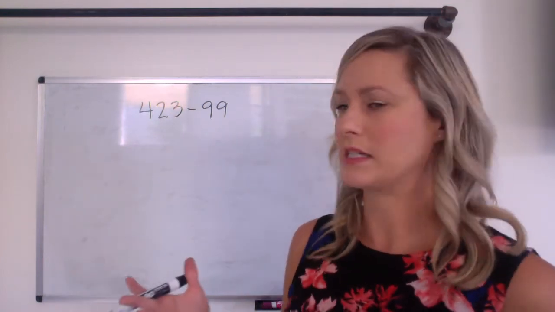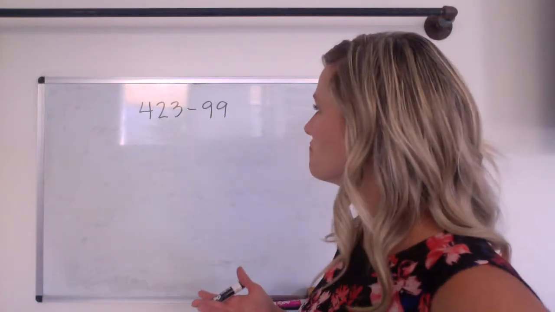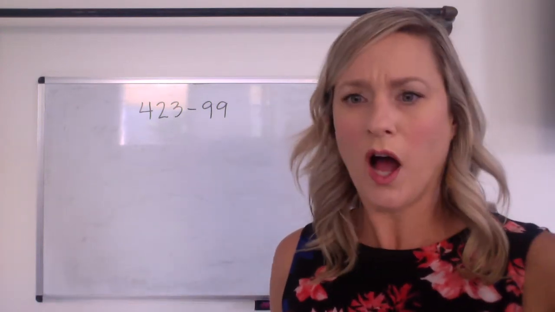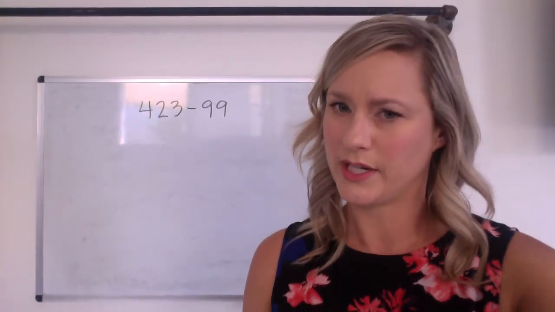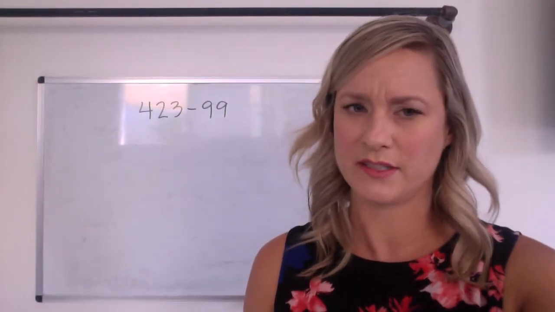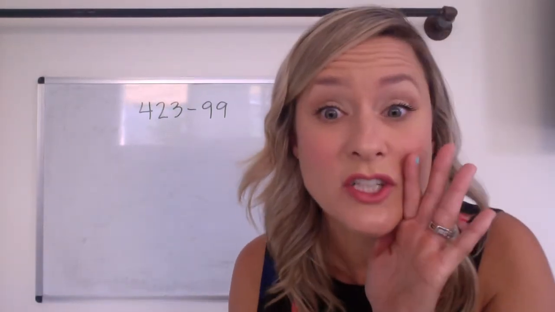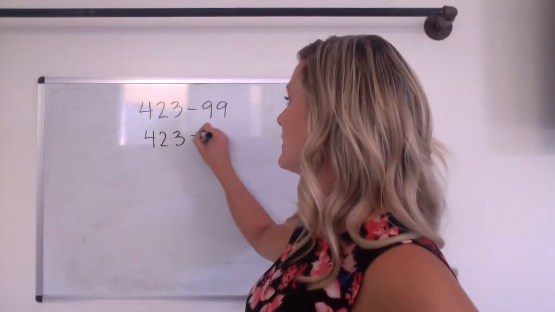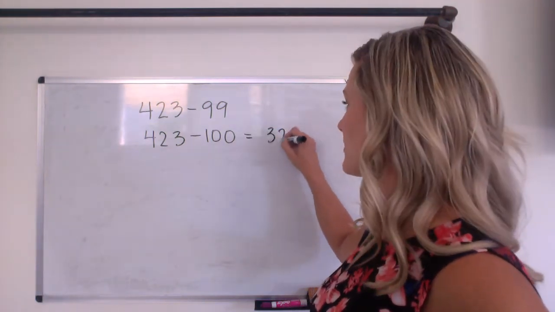Stacking. Should we stack and subtract? Is that the easiest one? I'm considering my numbers. I have 423 minus 99. Now, a lot of adults will tell you stacking is the most efficient way to solve. But in this case, I would disagree. Do you disagree? I'd say take off 100 first. Because that's really close, right? So 423 minus 100, we already know is 323.